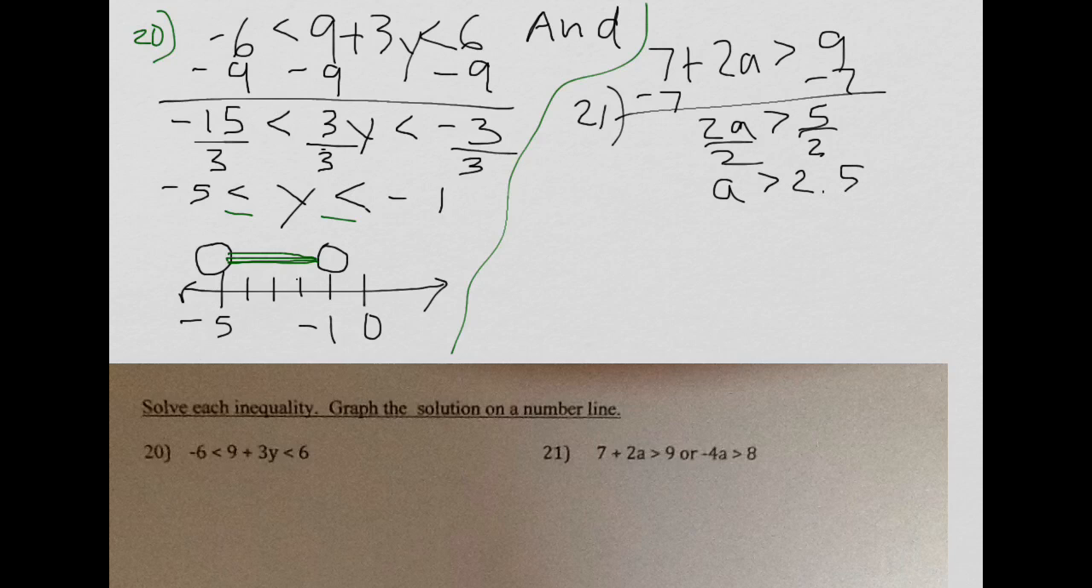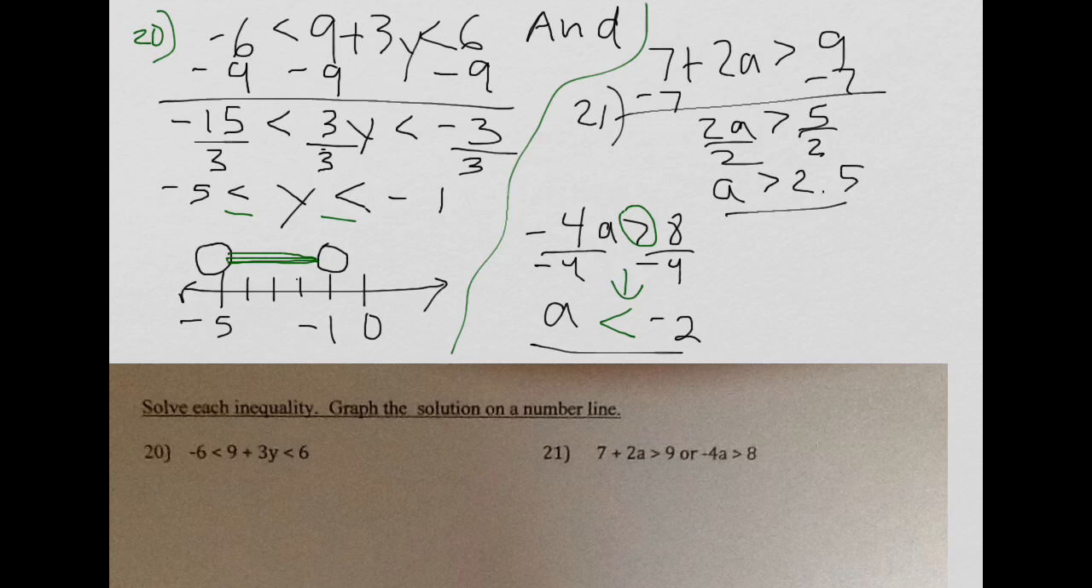The other one, negative 4a is greater than 8. Divide by a negative 4. Here again is the golden rule, dividing by a negative. So I need to remember to change that sign around. So it's going to become now less than. Now let's divide. A is less than 8 divided by negative 4, which is negative 2. So both of these are the ones I need to graph together on the same number line.